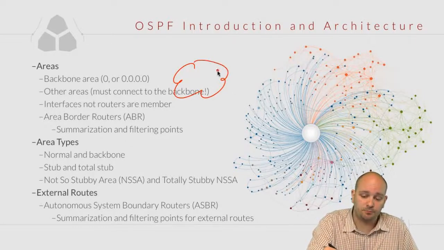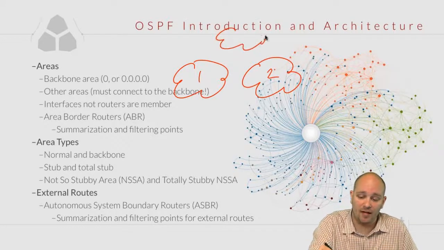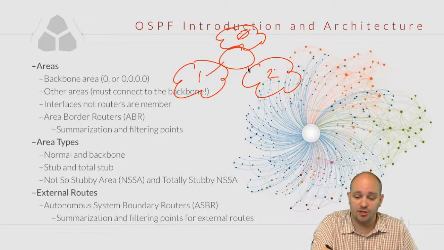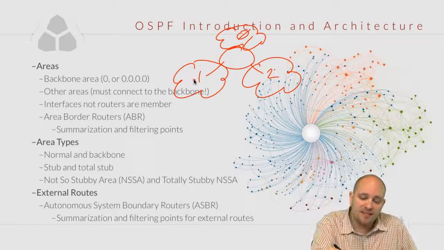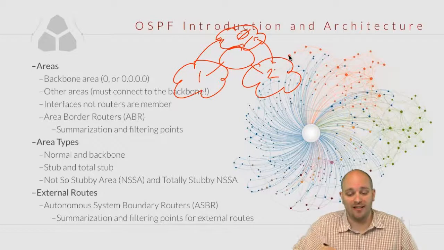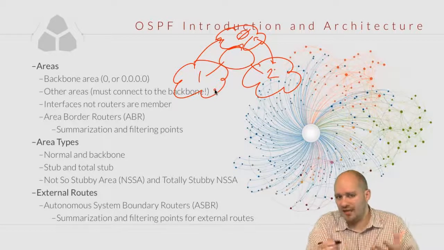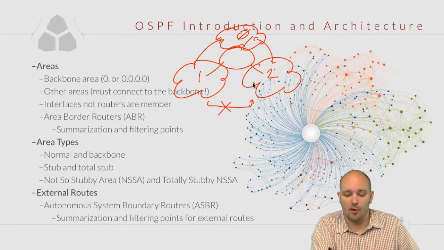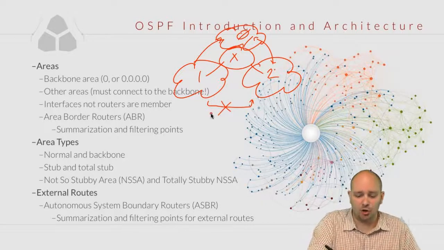I could have area 1 here, I could have area 2 here, and I would have area 0 here, and I could have a single router that has connections in areas 1, 2, and 3, but this still means that area 1 is connected to area 0 and area 2 is connected to area 0. Technically speaking, or I should say logically speaking, there is no connectivity between areas 1 and 2, even though we have a single router that is interconnecting them.